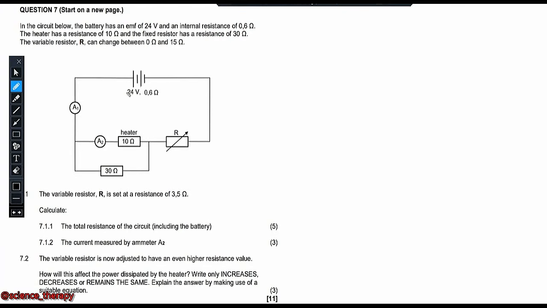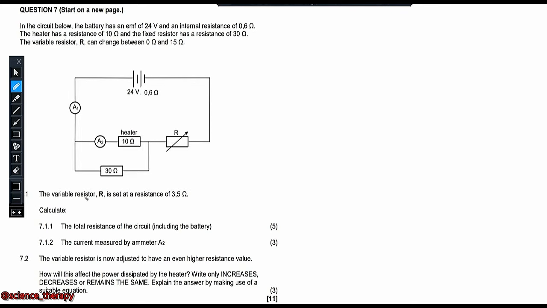Okay, so we have question 7, still on electric circuit. It says in the circuit below, the battery has an EMF of 24 volts and an internal resistance of 0.6 ohms. The heater has a resistance of 10 ohms, so as we can see the heater here, and the fixed resistor has a resistance of 30 ohms, right? So this is the fixed resistor. Then the variable resistor, indicated by this here, can change between 0 ohms and 15 ohms, right? So the variable resistor is what we know as the rheostat.